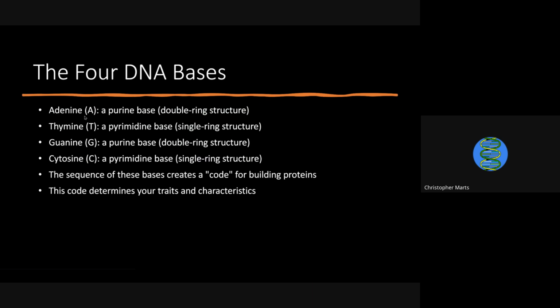But these will form sequences that make a code, and that code will actually tell cells how to make proteins. That code also is what will determine the different traits and characteristics about an organism. So that's where our hair color, eye color comes in.